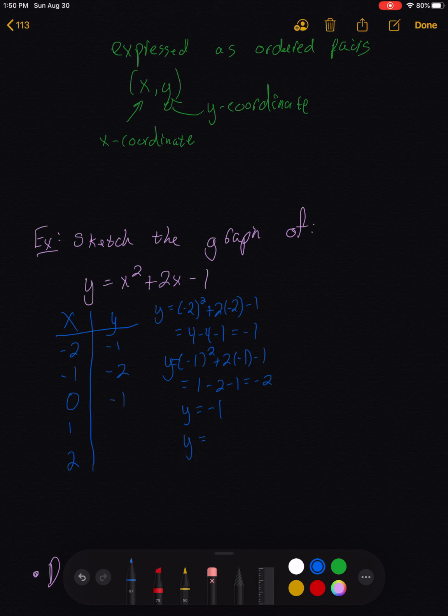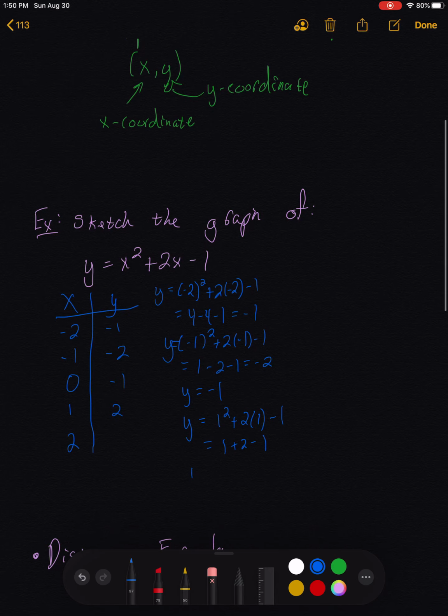When x is +1, we'd have 1² + 2(1) - 1. That's 1 + 2 - 1, so 2. And finally, when x is 2, we have y = 2² + 2(2) - 1. That's 4 + 4 - 1, so 7. So this gives us 5 different solutions to the equation. What I'm going to do is plot those 5 points on the coordinate system and connect them to see what a sketch of this graph looks like.